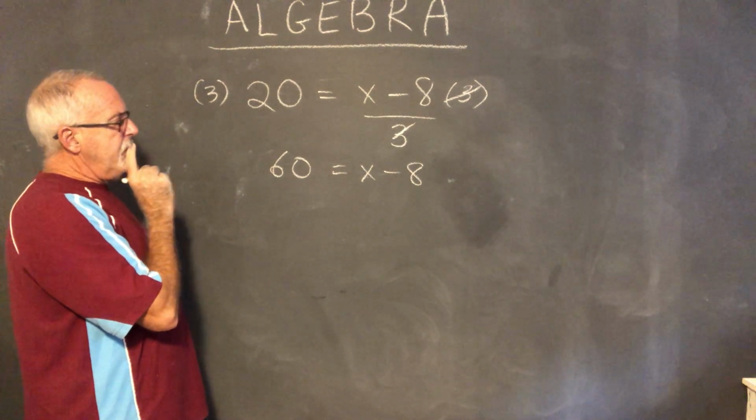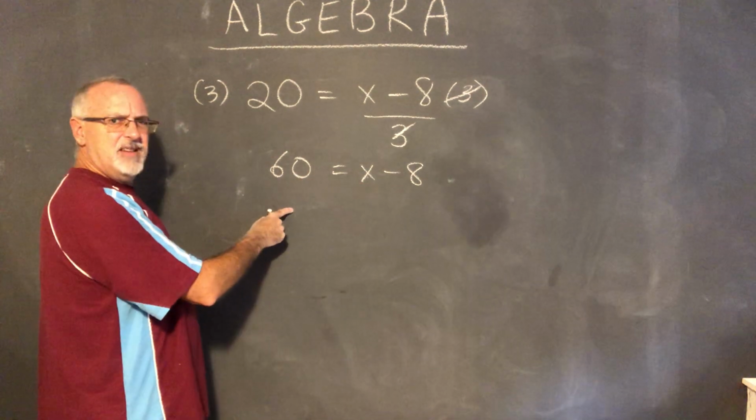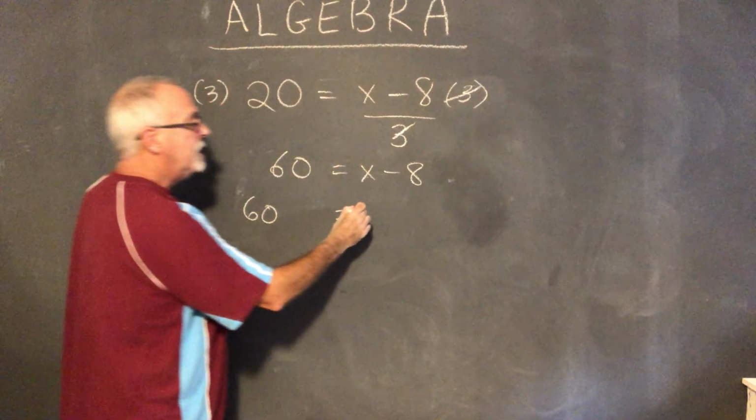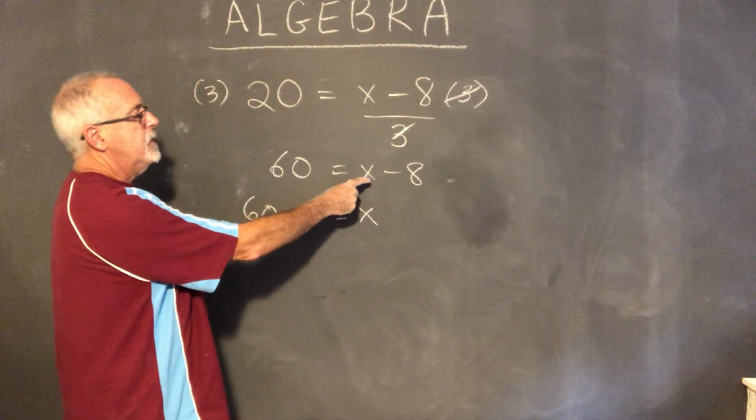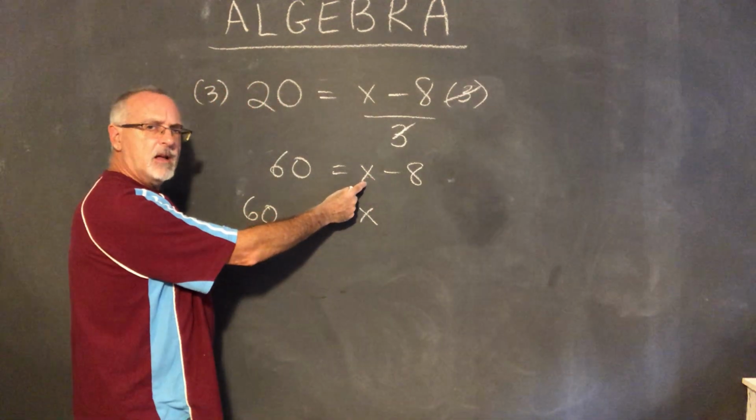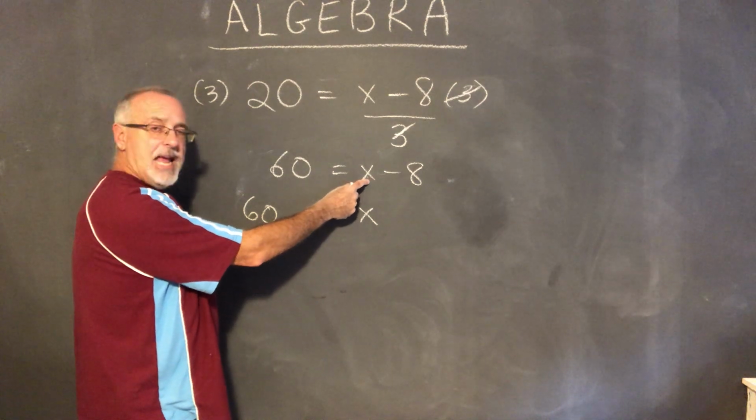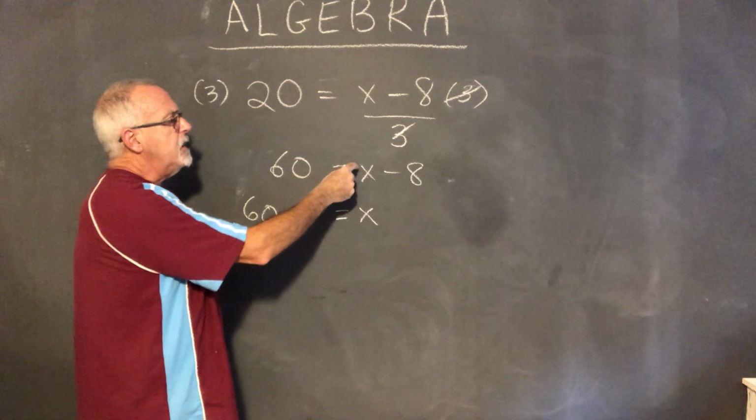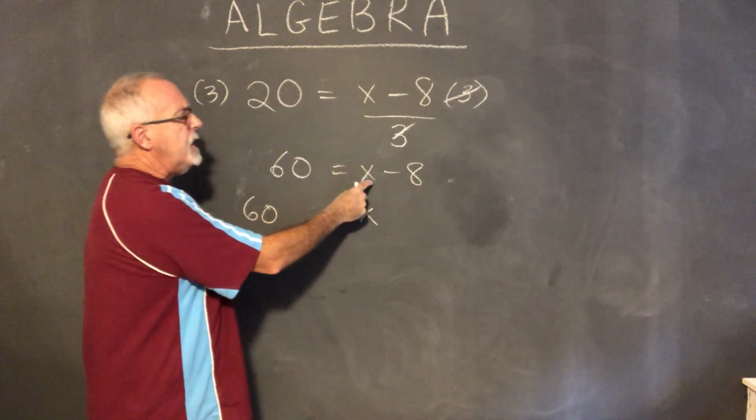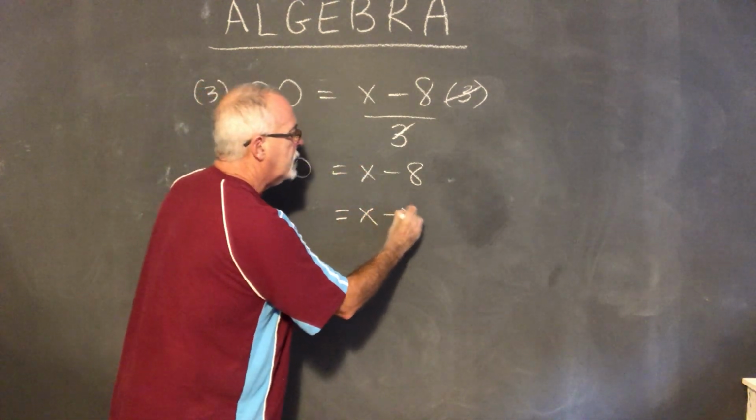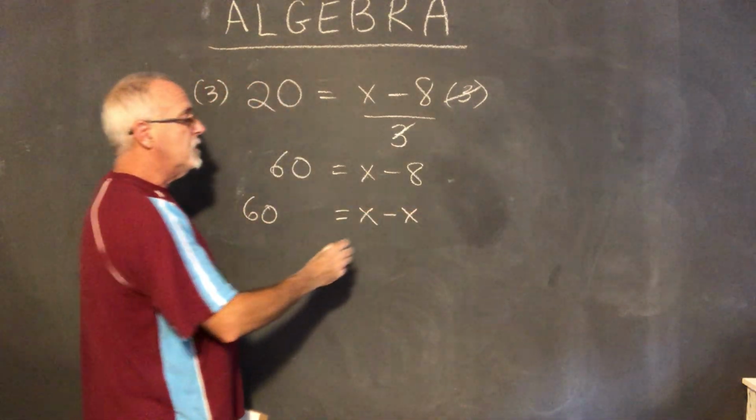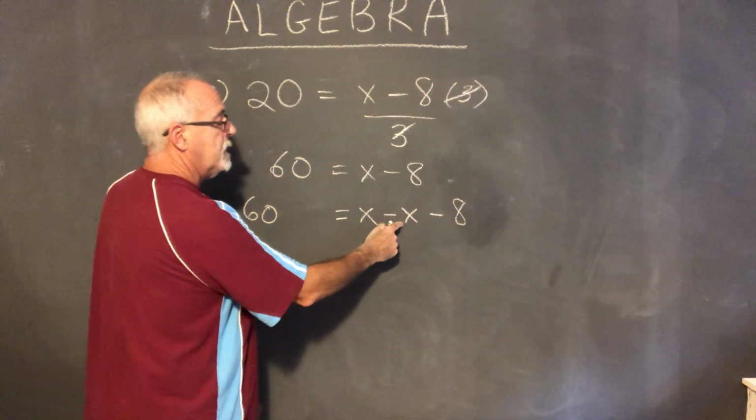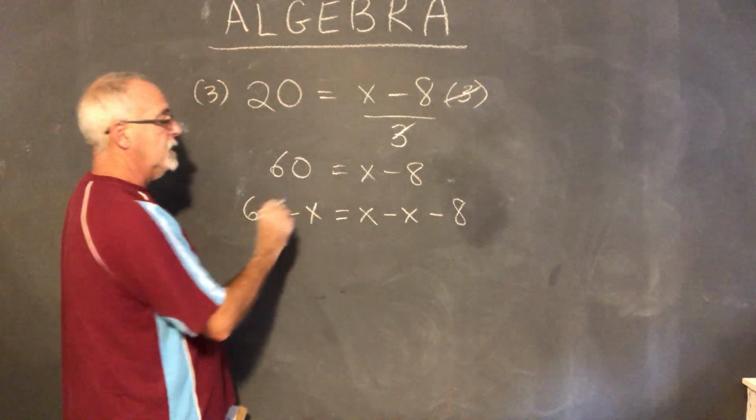Now, I want my x on the other side. So what I'm going to do, writing my 60 and my equals and leaving some space, I'm going to say to myself, okay, I want to get rid of this x. And that x is being added on the right side because it's positive. There's no minus sign before it. It's not a negative x and it's not being subtracted. So that x is being added, and the opposite of adding is subtracting. So I'm going to subtract an x from that side. I still need my minus 8. I have to copy all of that down. If I'm subtracting an x from this side, I have to subtract an x from that side.